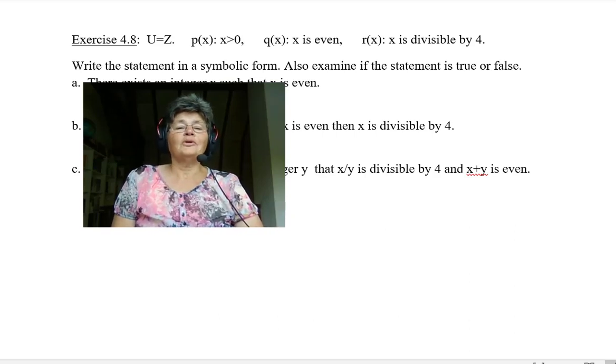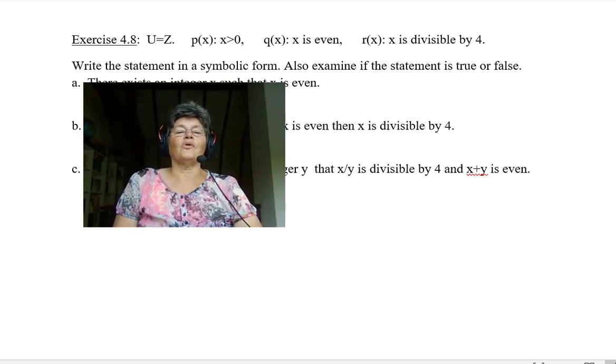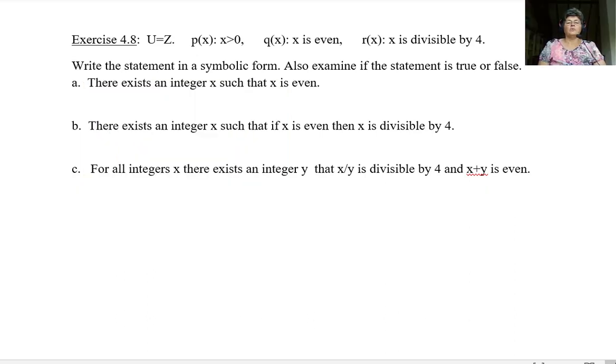Welcome to part 2 of the exercises of lesson 4. And now we are with exercise 4.8. The question is, we have a few propositions. So Px, Qx and Rx.